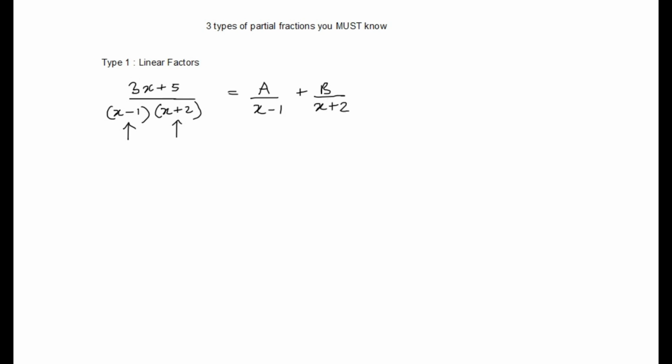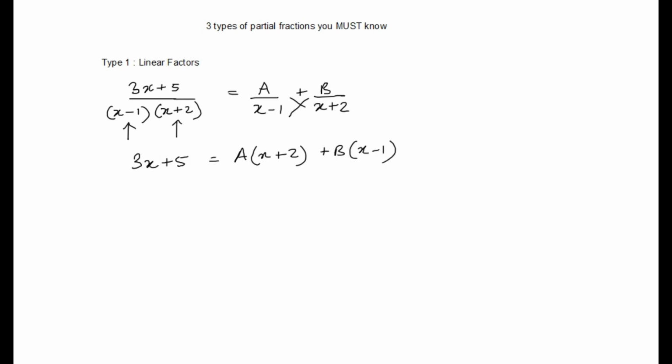Right? So the aim now is to find a and b so that we can then say our fraction is equal to two partial fractions, a over x minus 1 plus b over x plus 2. Okay, how do we solve for a and b? You take x minus 1 and x plus 2 as the denominator on both sides. So you get 3x plus 5 is equal to a multiplied by x plus 2 plus b multiplied by x minus 1.